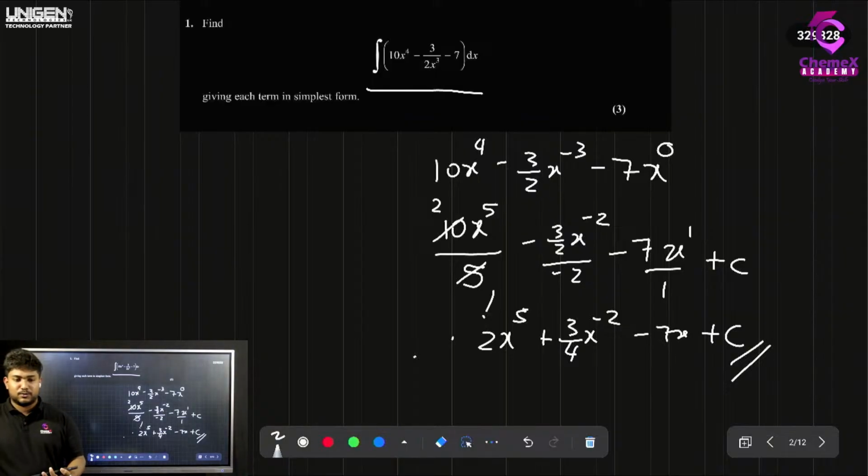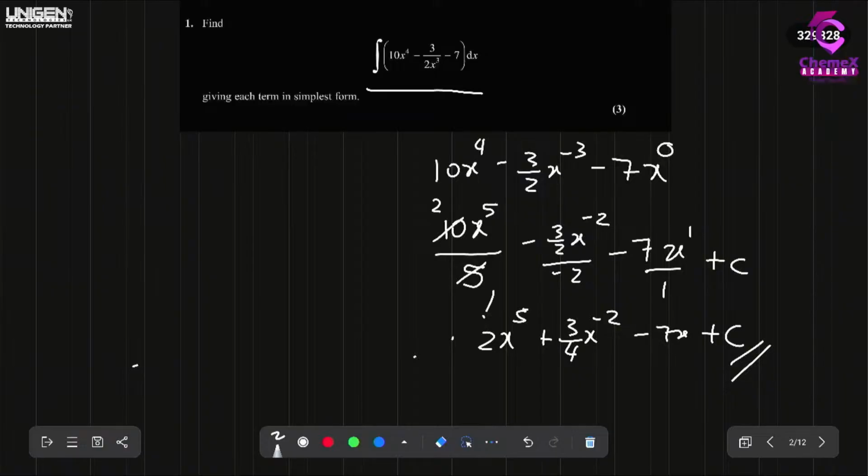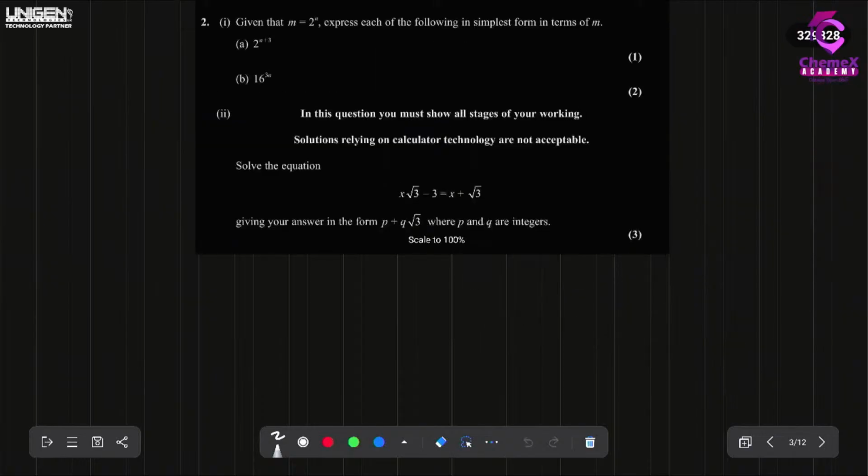Hope you understood how to do the question. If anyone has questions, you can ask about integration. Does anyone have questions? Any part which is not clear about integration? Do you have any questions? Okay, I'll move on to the next question, the second part of it. I hope everyone is clear with the integration question. So let's move on to the second.